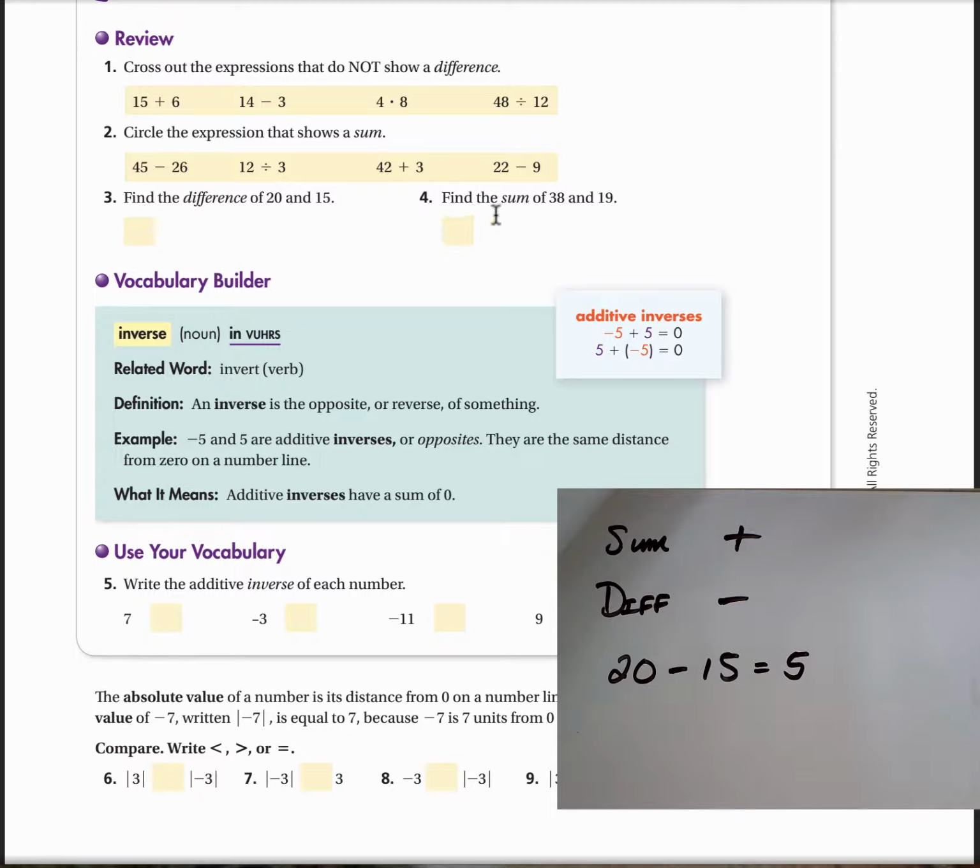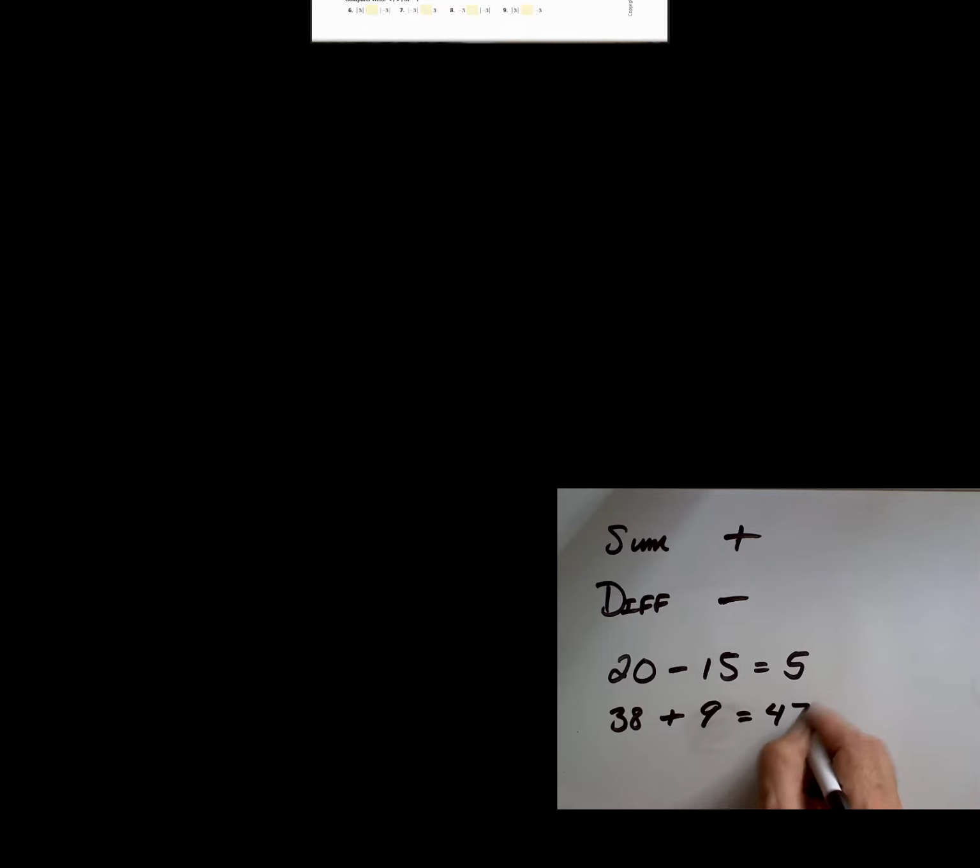Number 4 says find the sum of 38 and 19. Well, sum means plus, so we would say 38 plus 9. Oh, I'm sorry, plus 9. And that would equal 47.